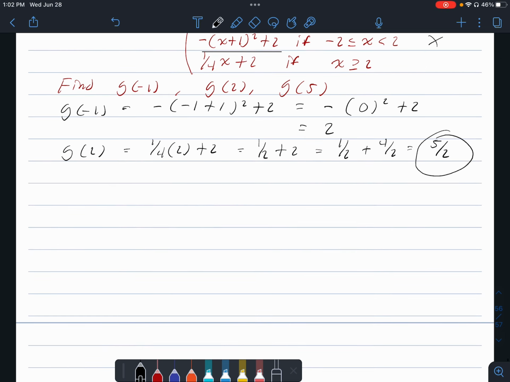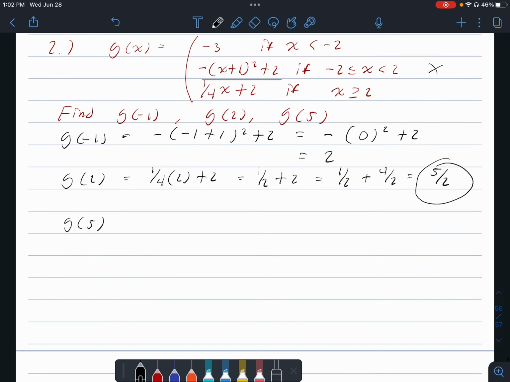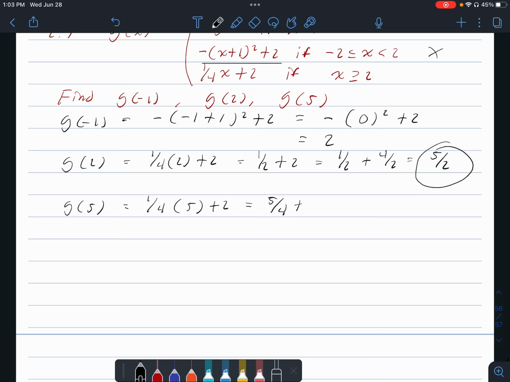Okay, and then lastly, g of 5. Again, it falls in the same interval we used last time, so we get 1/4 times 5 plus 2, which is the same thing as 5/4 plus 2. Okay, 2 is the same thing as 8/4. So 8 plus 5, that's 13/4. Okay, so there we go.